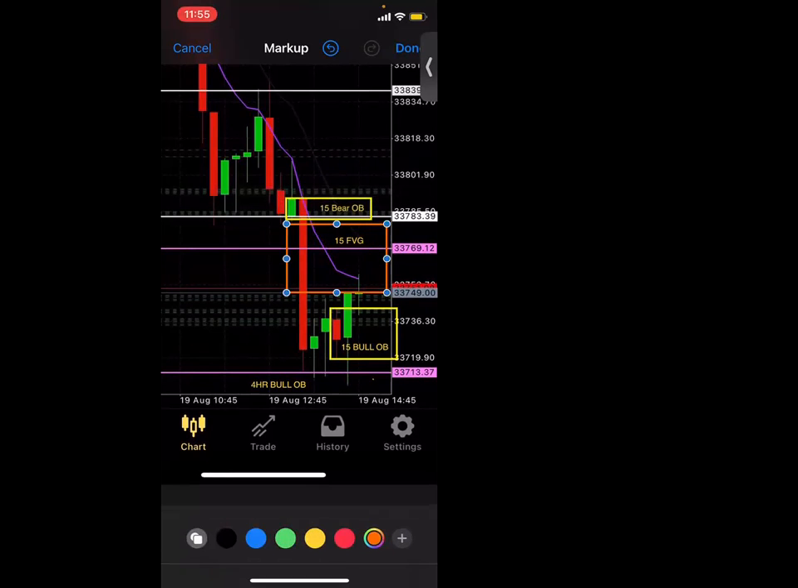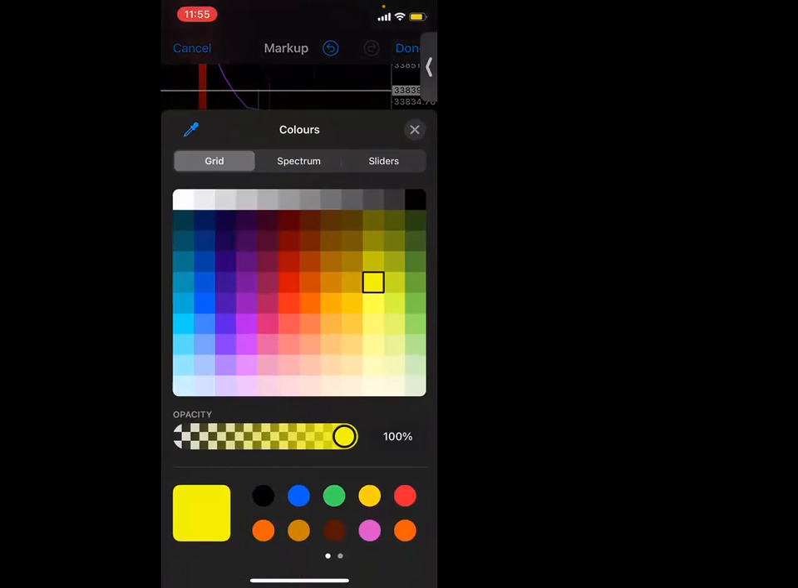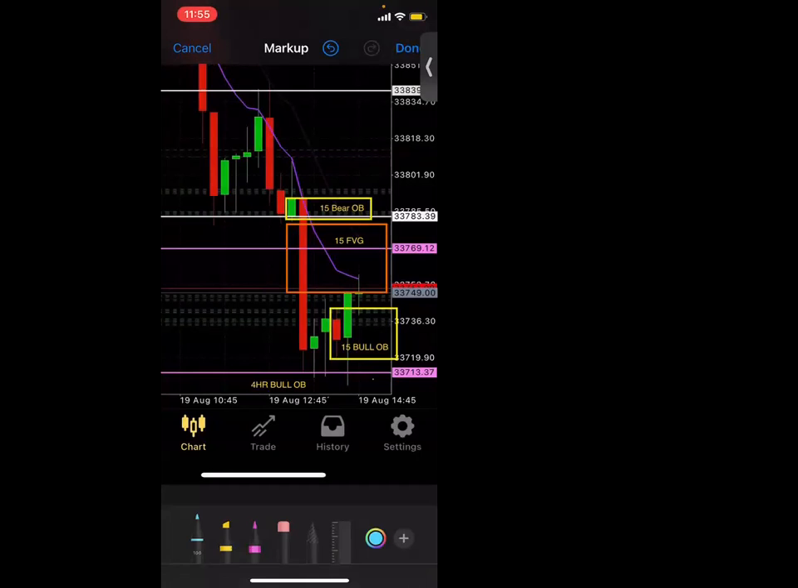So we know that price is in an overall bearish trend, and we know that we've now touched this 4-hour bullish order block. So I'm gonna turn to light blue. So we know that price is pushed down into this 4-hour bullish order block. So that's one. That's confluence number one. Number two, when it pushed down, it's formed this 15-minute bearish order block. So that's number two.